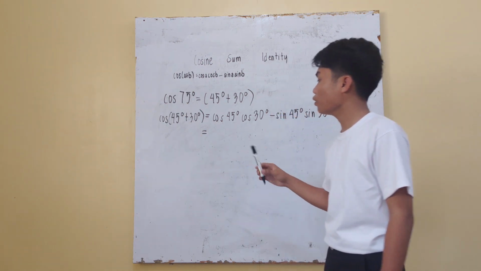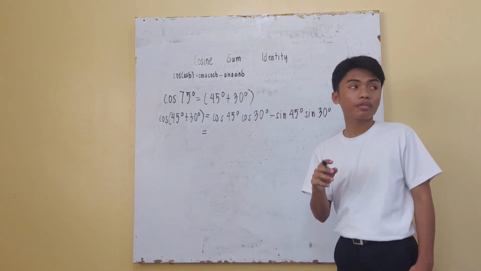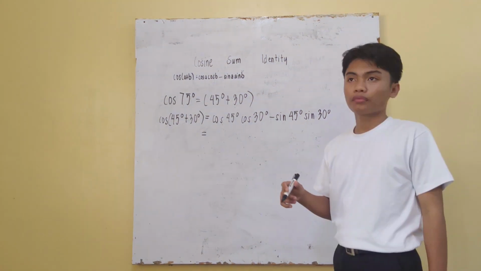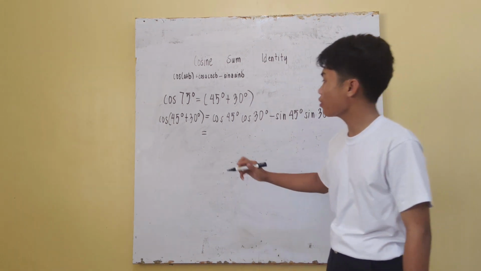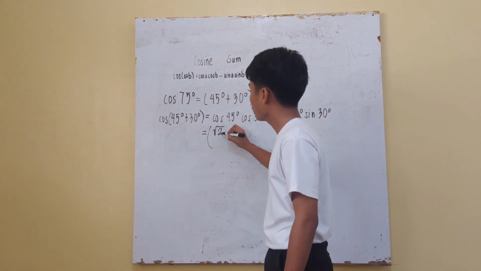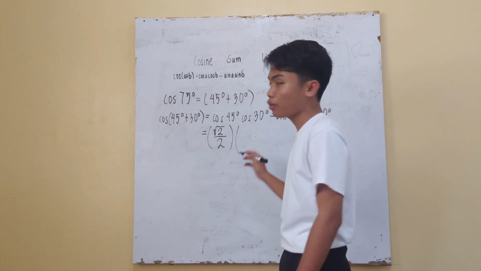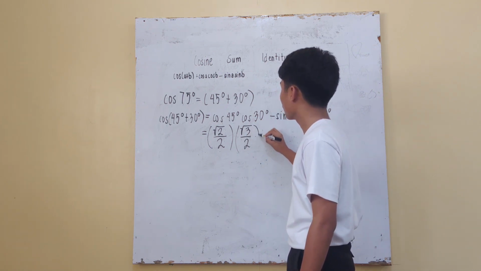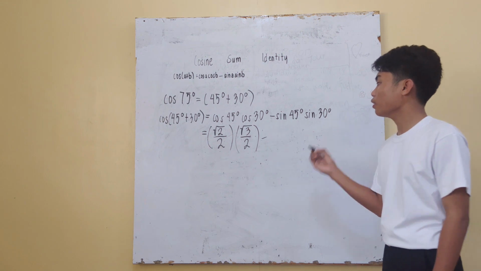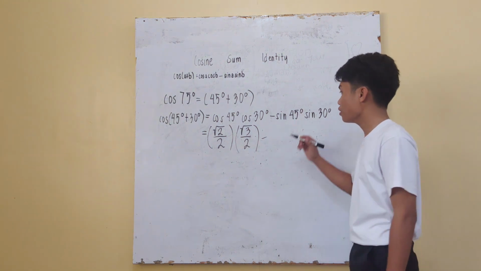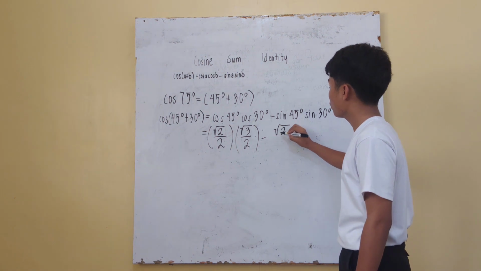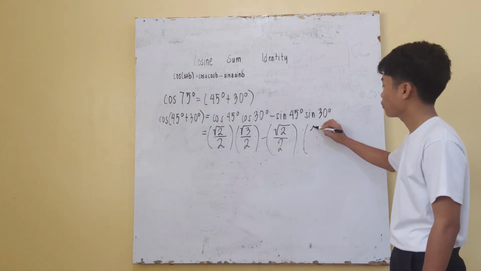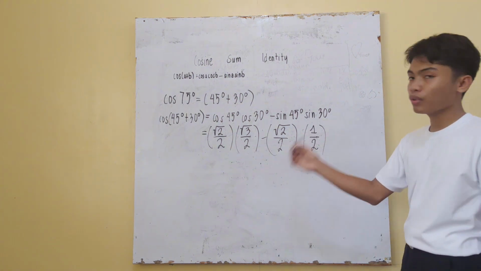So first, we find the value of cosine 45 degrees, which is square root of 2 over 2. And the value for cosine 30 degrees is square root of 3 over 2. Next, we need to identify the value of sine 45 degrees, which is square root of 2 over 2, and the value for sine 30 degrees is 1 half. First, we need to multiply these two.